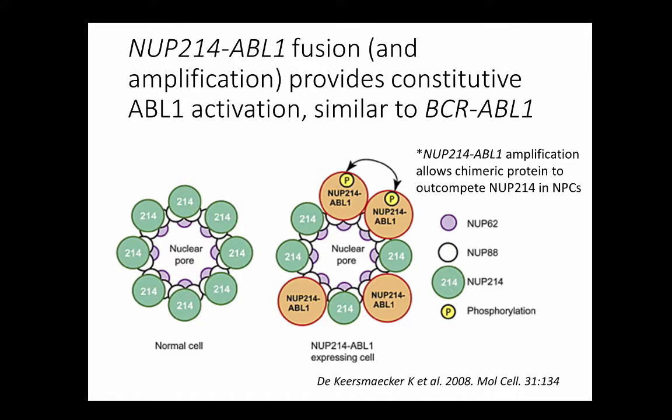However, unlike BCR-ABL1, this NUP214 fusion is actually much less active. So to compensate for that lower activity, we have this amplification via the episome, so that these fusion proteins, these chimeric proteins, are able to outcompete normal endogenous NUP214, so that we can guarantee those chimeric proteins are next to each other in the nuclear pore complex and provide increased ABL1 signaling.